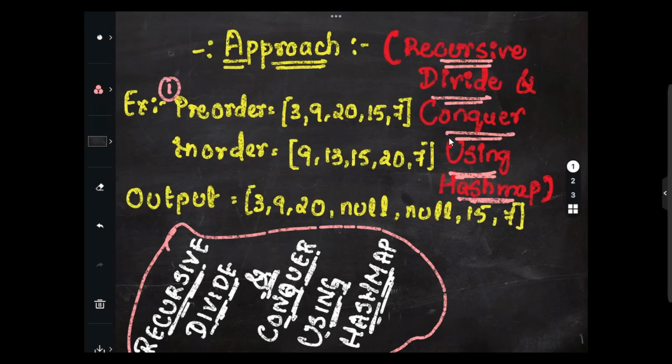So I have considered the first example, the same example that they have given in the question, so that it will be easier to understand. We have already discussed this one, 3 9 20 15 7. We're looking at the diagram. We have to get the output 3 9 20 null null 15 7.